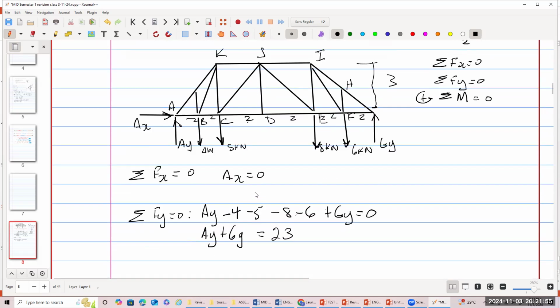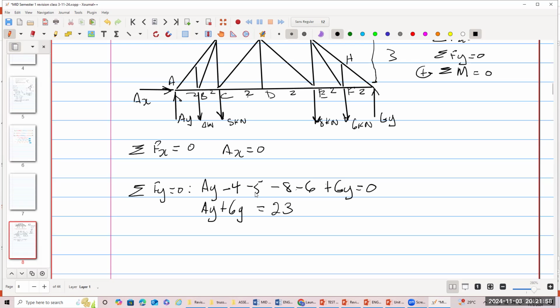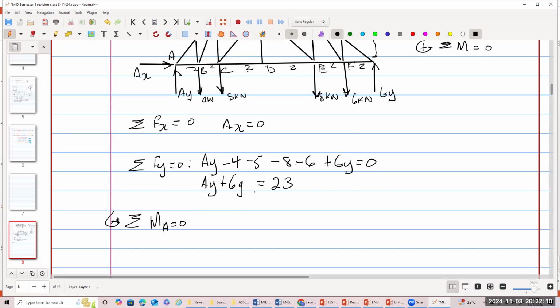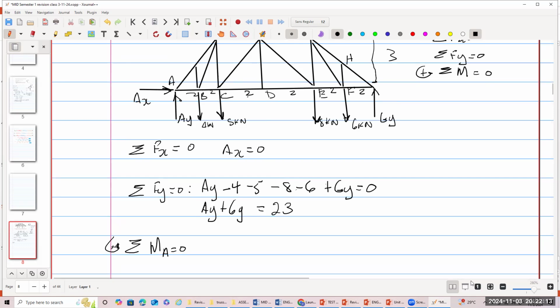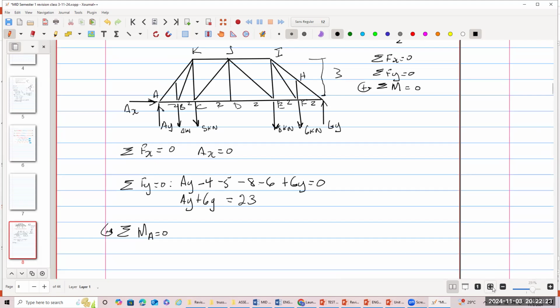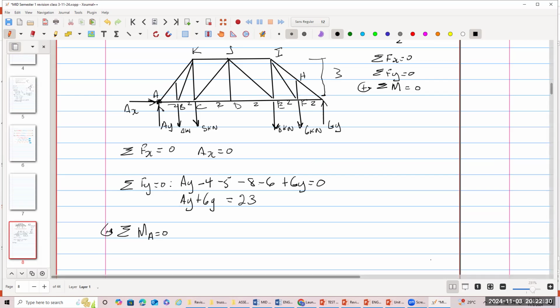All right. We're gonna take moment about A because we can take moment anywhere, but I'm gonna take it around A. So we're gonna sum the moment, taking anticlockwise as positive, around A equal to 0. So let's look at the drawing now. It's a little bit smaller. Zoom in. All right. So you can see the points while I'm taking. So now let's take a moment. So you put your hand right here, and then you're gonna take the moment.